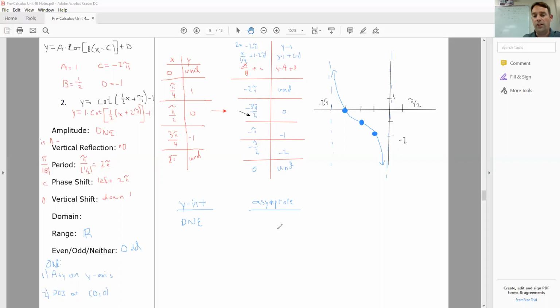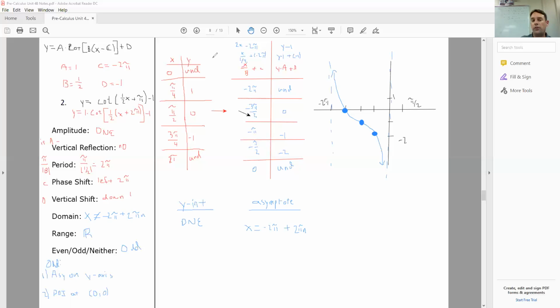My asymptote, and again, probably should use the one on the y-axis, but for whatever reason, I always go with the one furthest left. My own little pet peeve, I don't know why. So negative 2 pi plus whatever my period length is, 2 pi n. And so since that's what my asymptote is, my x's can't be that. So x can't be equal to negative 2 pi plus 2 pi n.